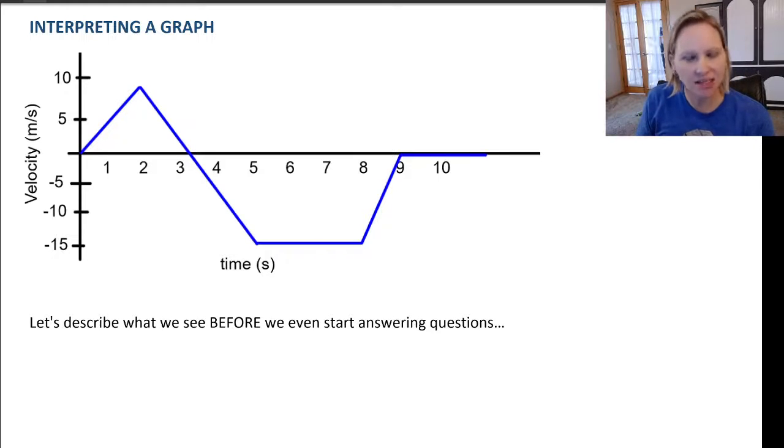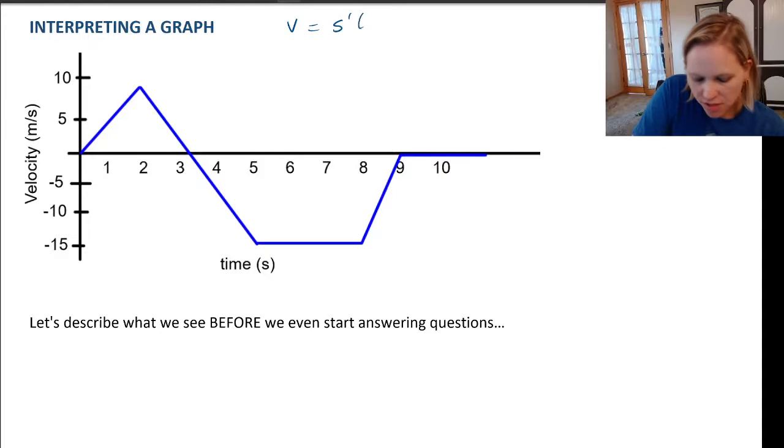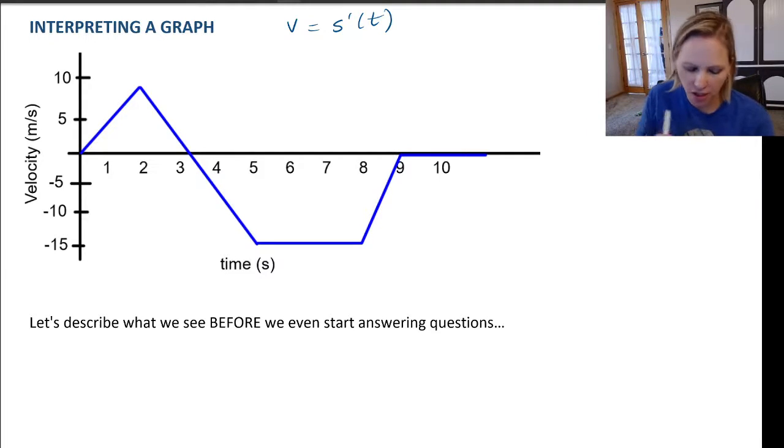So this is a velocity graph. I'm going to make this note: this is velocity. It's also the derivative of position. So I'm going to say this is s prime of t, s being my positional variable. So let's describe what we see here.